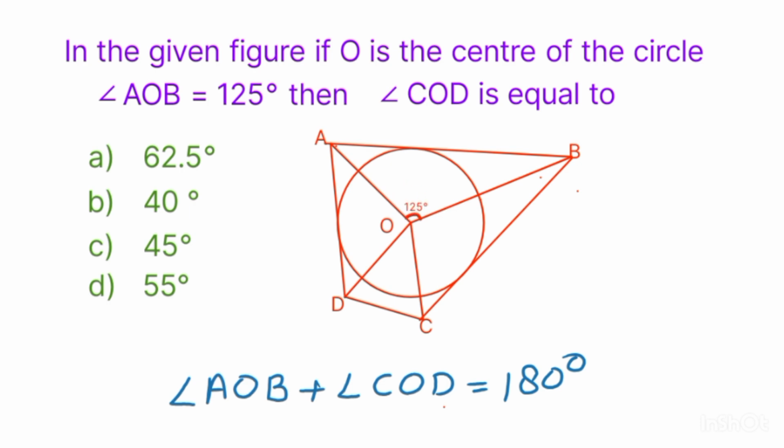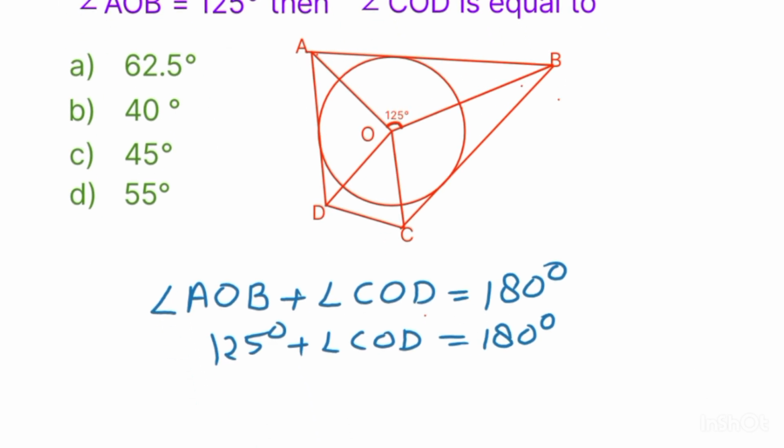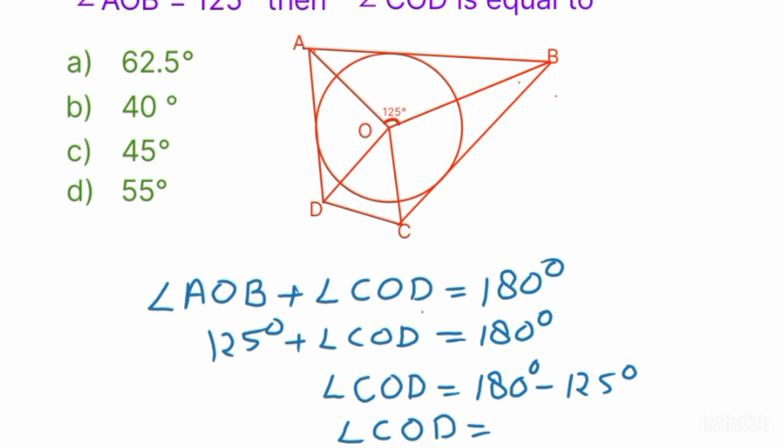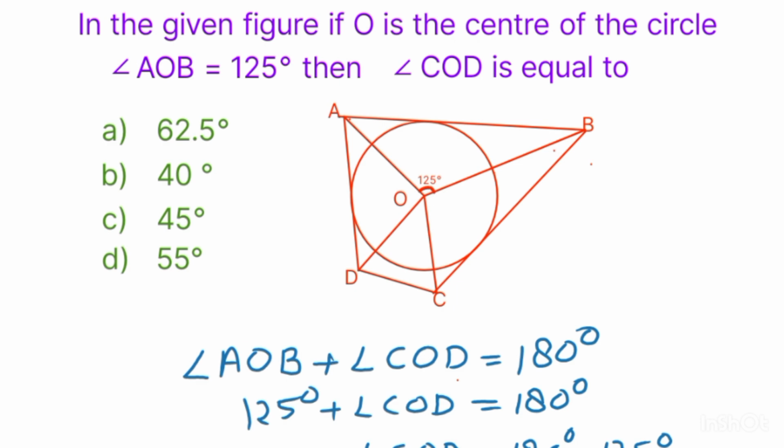Okay. So now let's substitute the value of angle AOB, which is 125 degrees, plus angle COD is equal to 180 degrees. So this will give angle COD is equal to 180 degrees minus 125 degrees. That is, angle COD is equal to 55 degrees. That is option D is correct.